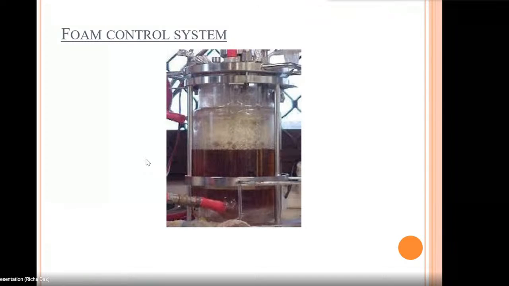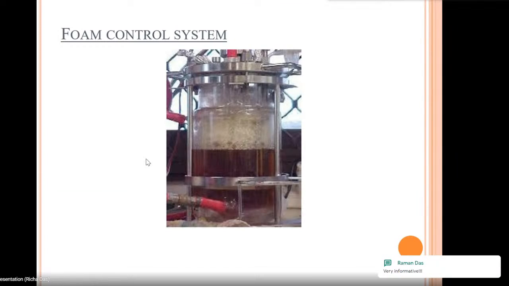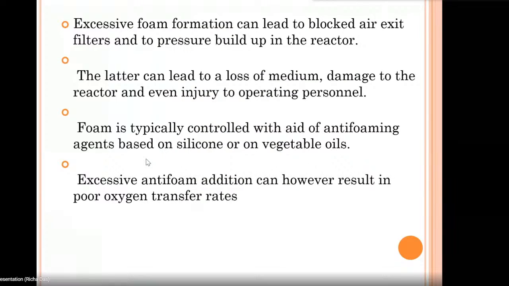So how can we minimize foam? By using silicone or vegetable oils, we can actually minimize the concentration of foam. But silicone can be harmful for the product as well as for the microorganisms. So generally, we choose vegetable oils over silicone. Silicone and vegetable oils are called anti-foaming agents, which are utilized to minimize the formation of foam inside the fermenter.